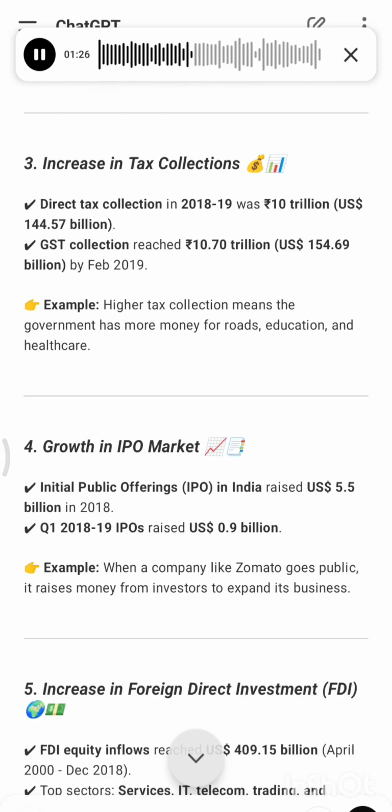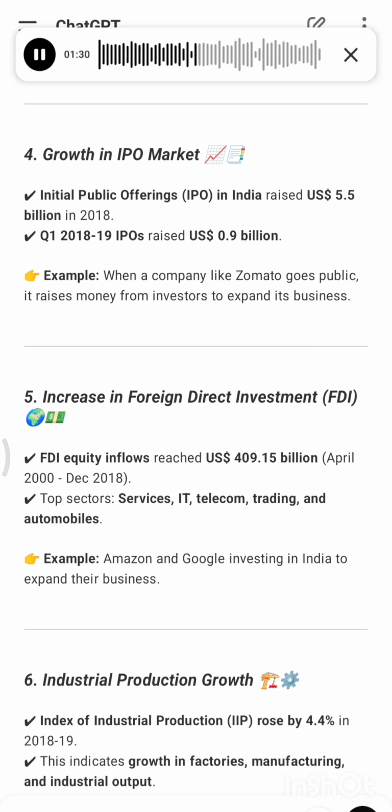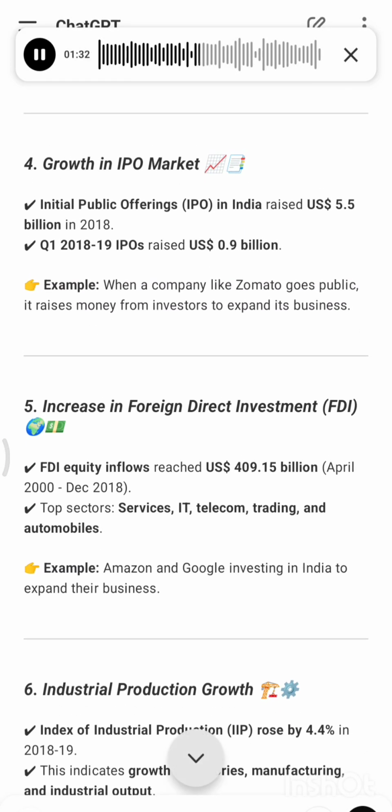4. Growth in the IPO market. Initial public offerings in India raised $5.5 billion in 2018. Q1 2018-19 IPOs raised $0.9 billion. Example: when a company like Zomato goes public, it raises money from investors to expand its business.